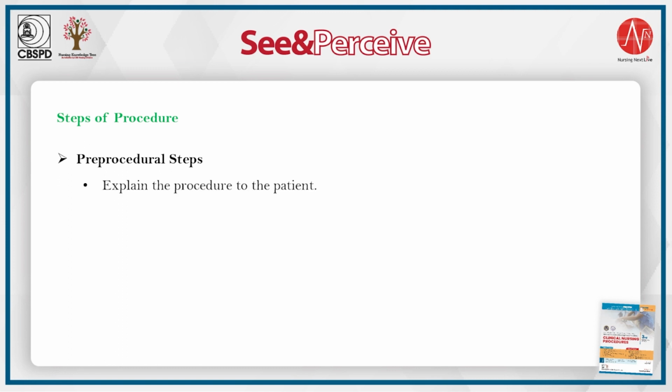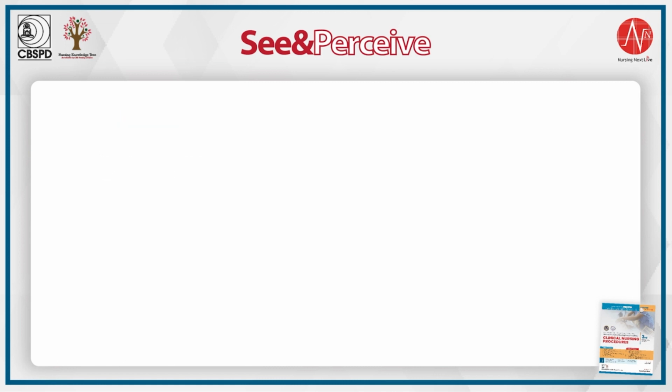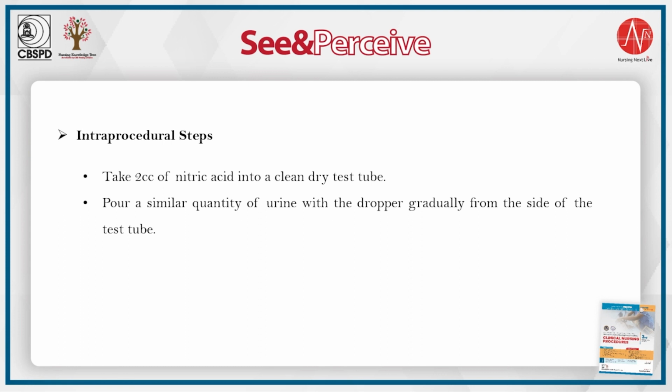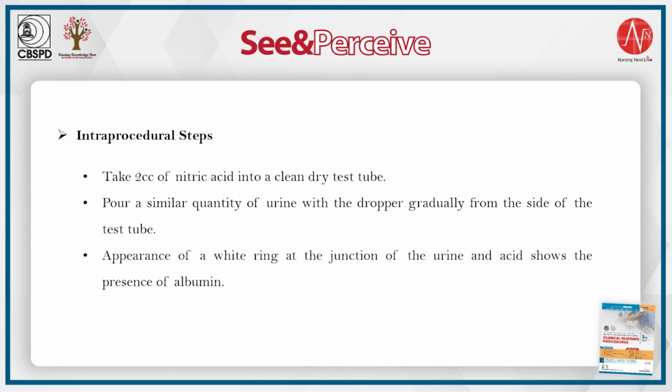Pre-procedural steps: explain the procedure to the patient. Provide the container and instruct the patient to collect urine. Intra-procedural steps: take 2 cc of nitric acid into a clean, dry test tube. Pour a similar quantity of urine with a dropper gradually from the side of the test tube. Appearance of a white ring at the junction of the urine and acid shows the presence of albumin.